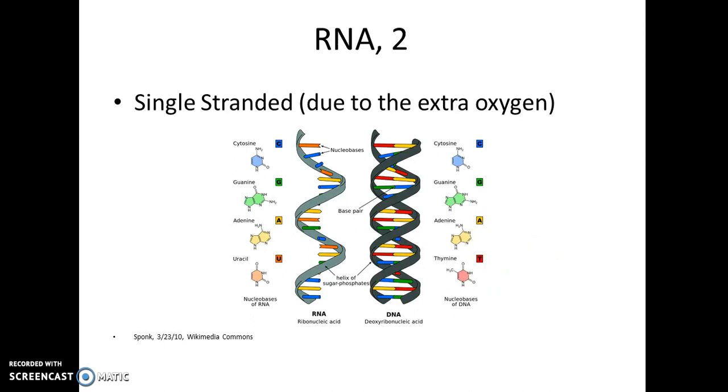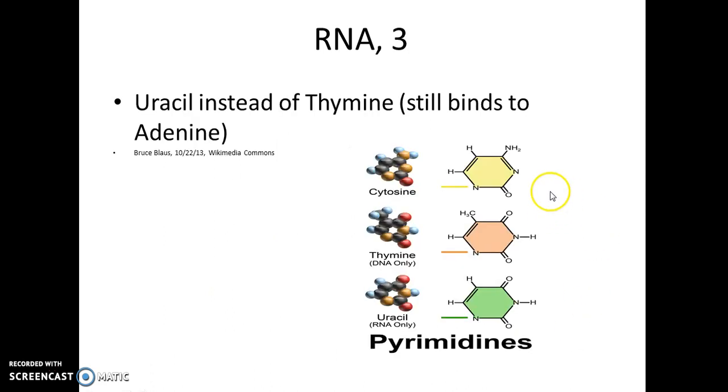We know that RNA is also single-stranded. Because of that extra oxygen, it cannot form a double-stranded molecule. And it has uracil and not thymine. Right? So we told you about uracil and thymine. The difference is the thymine has a CH3 group. This uracil has a hydrogen only. That is the only difference between uracil and thymine, that little thing right there.